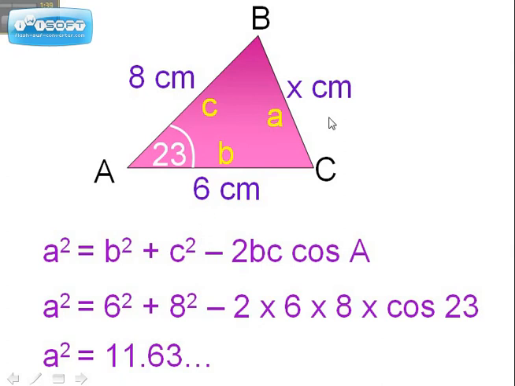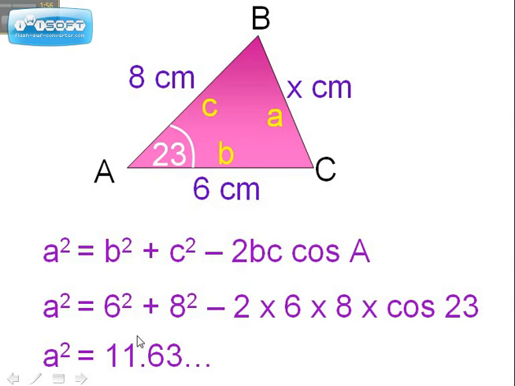We actually have to find a, and to find a we need to do the opposite of what's happening here. So at the moment it's being squared. The opposite of squared is the square root. So find your square root button on your calculator.